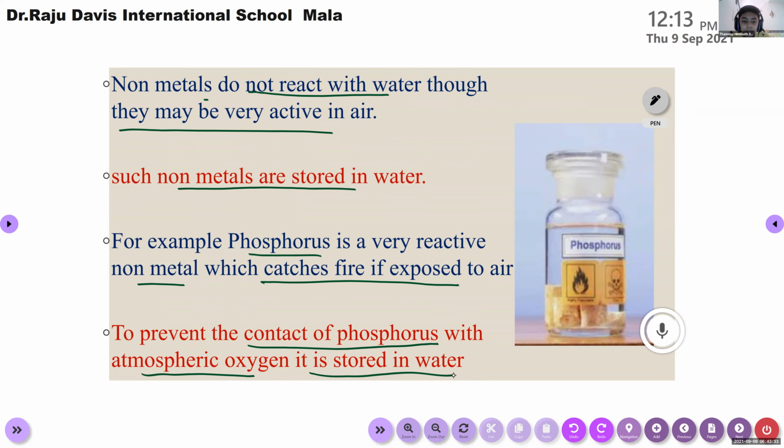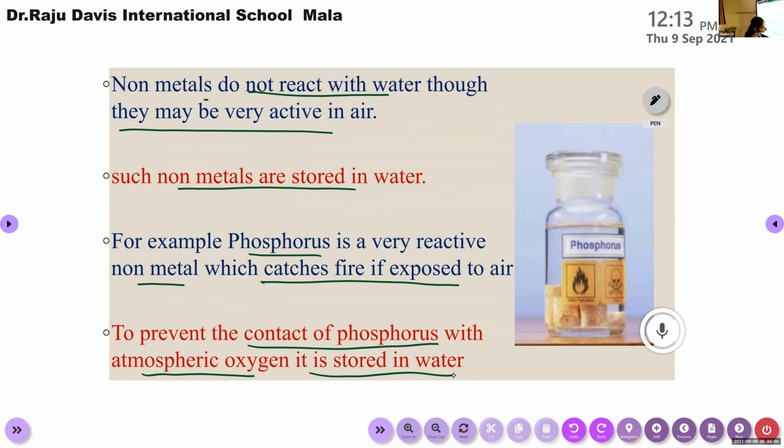Ma'am, actually, what is the use of this phosphorus? Phosphorus can be used in certain fertilizers. We will discuss the uses of these non-metals. Phosphorus is used in certain fertilizers, then in certain crackers. For explosives, along with sulfur, we use phosphorus.